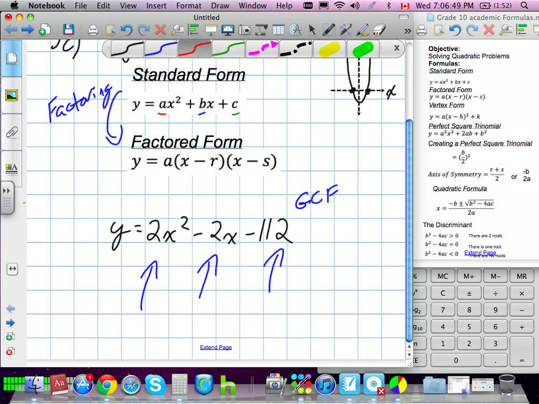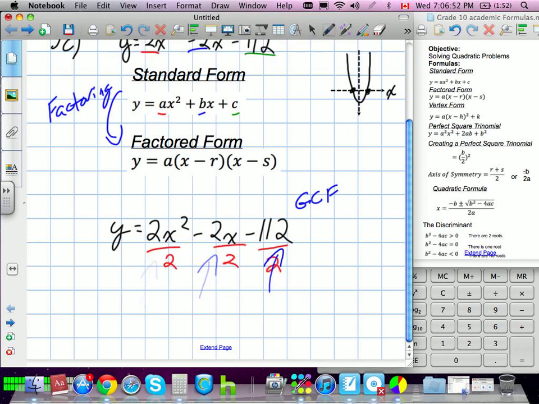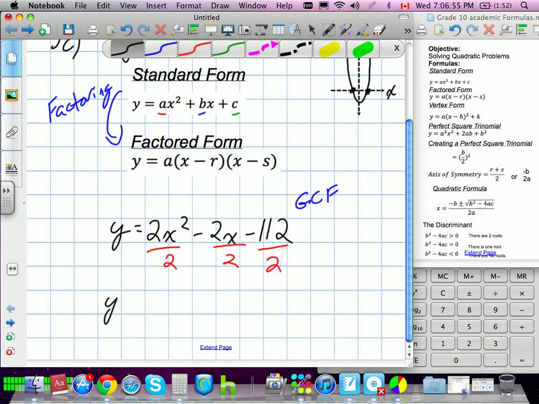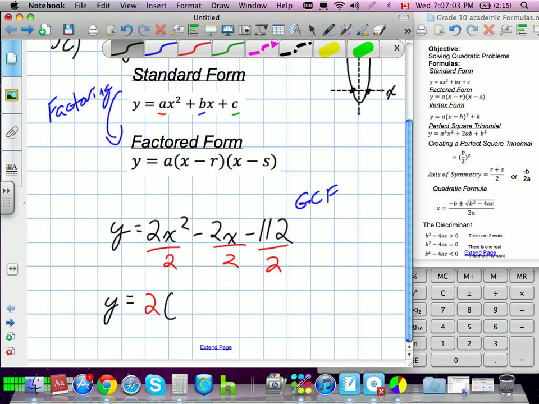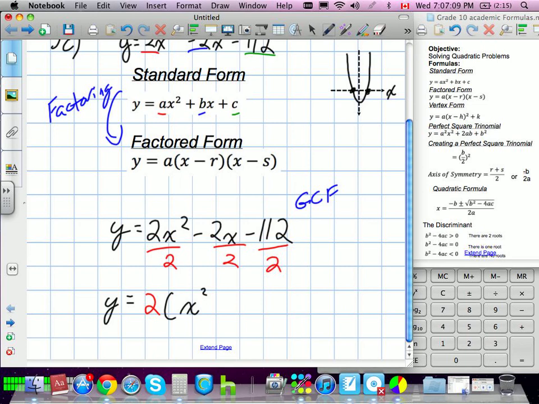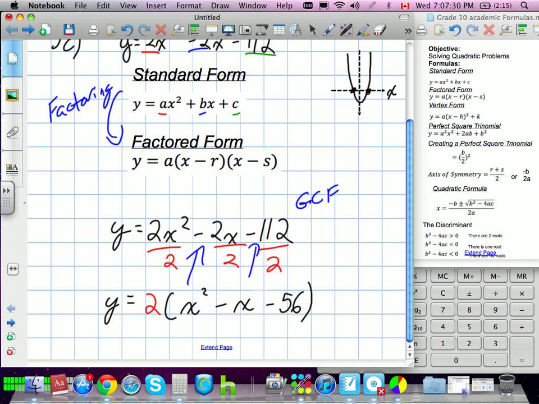So we're going to take that 2 out of each of these. What that means is we're going to get y equals 2, and the 2 comes to the outside of a set of brackets. And what's inside the brackets, we're going to work on factoring. So this will become what? 1x squared, or just x squared. This will become what? 1. Positive or negative? Negative. Good. Negative 1x. And this is a little tougher. Do you know? Negative 56. That's half of 112. It's important that we realize, because these were negative and we divided by a positive number, these terms are going to stay negative.